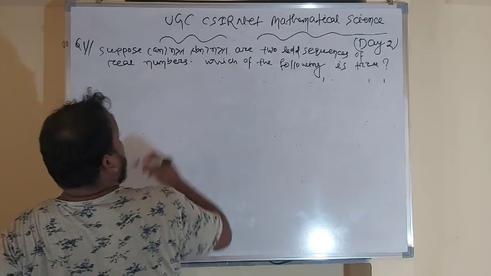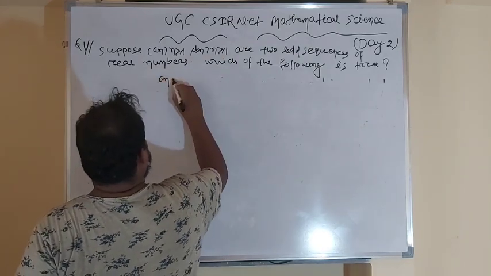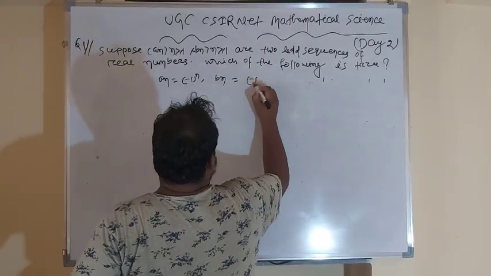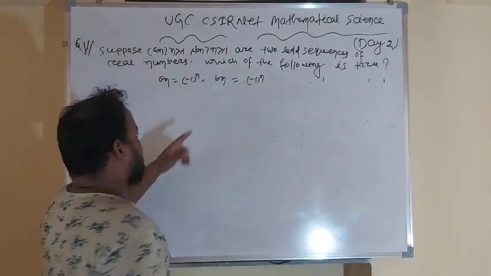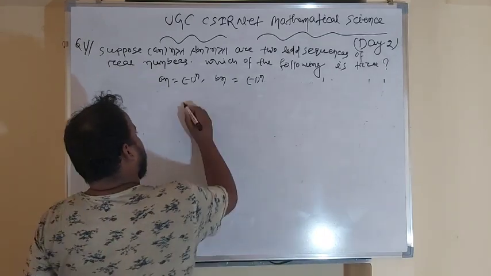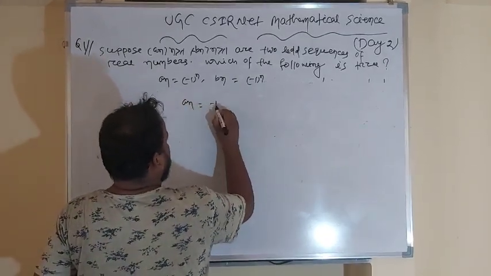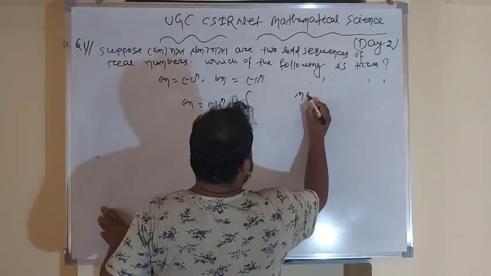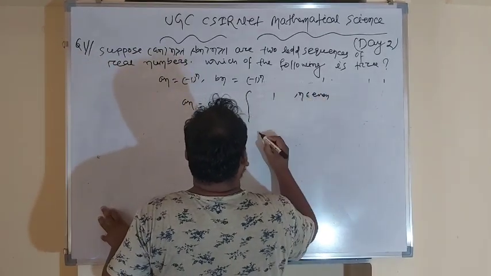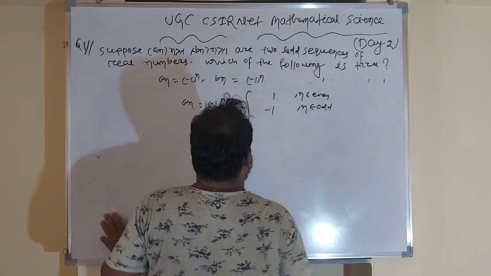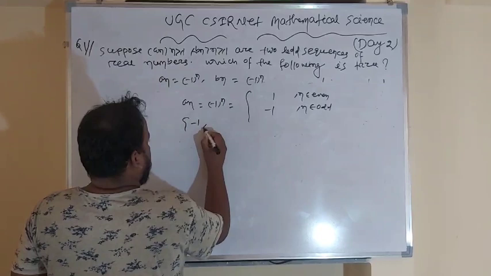Suppose a_n and b_n are two bounded sequences. Suppose a_n equals (-1)^n and b_n equals (-1)^n/n. The sequence is bounded. How is the sequence bounded? The sequence (-1)^n takes two values: when n is even it is 1, when n is odd it is minus 1. So it has two points, minus 1 and plus 1.